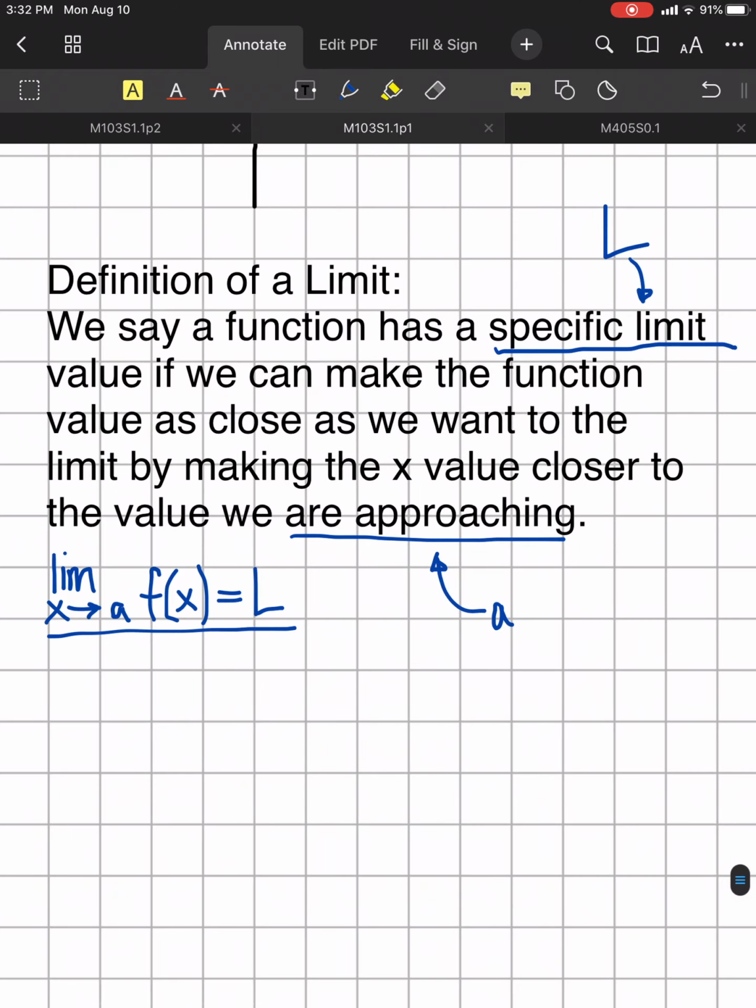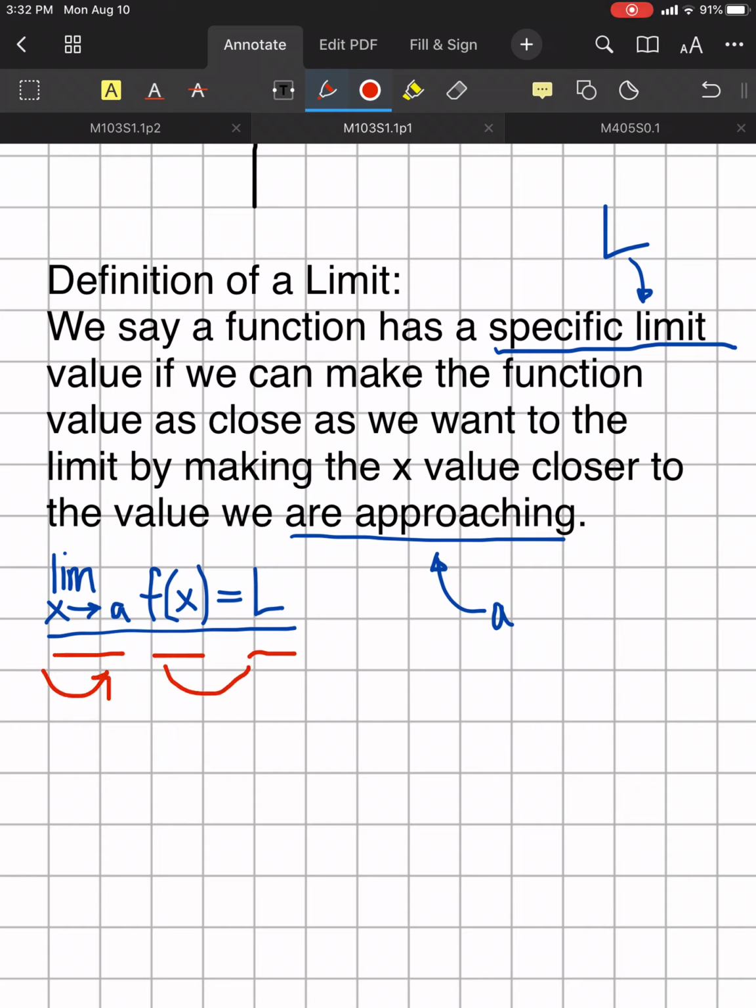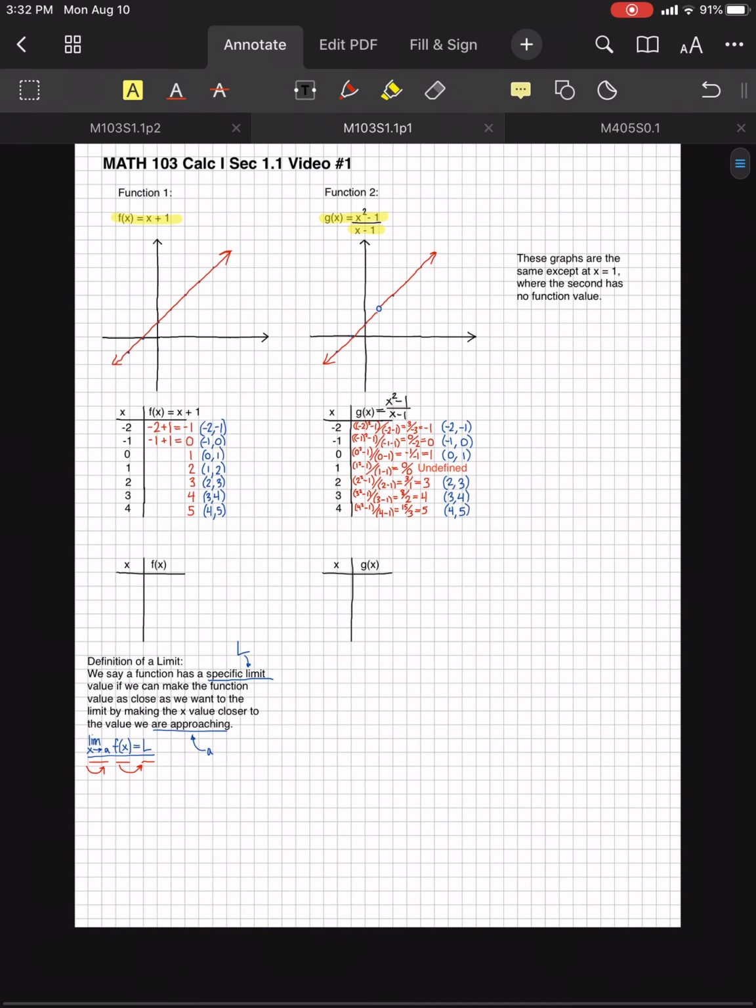So you can look at this down here, this written out version. This x going to a, that is what x is approaching. f(x) is your function that you're allowing to change in response to how x changes. And L is the limit. That's what that function value gets close to. So as x goes to a, the function goes to L. That's the idea here. Okay. So you might almost be able to say what the limit is in both of these cases without going any further.